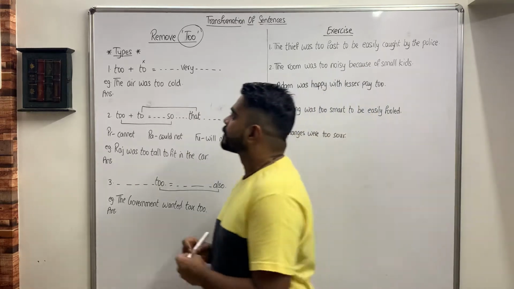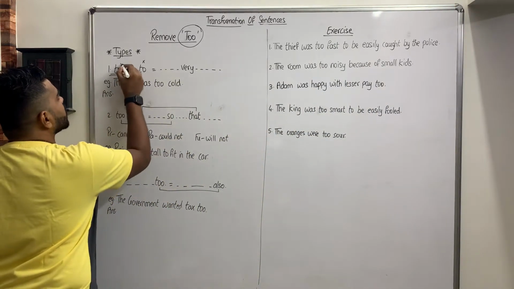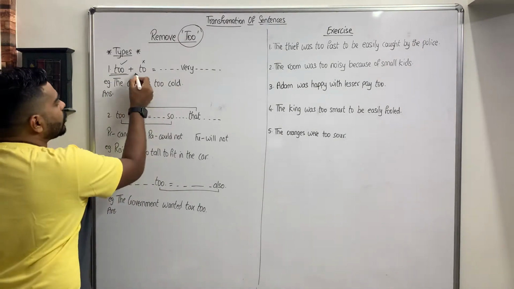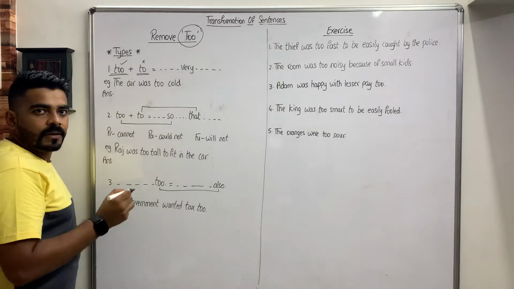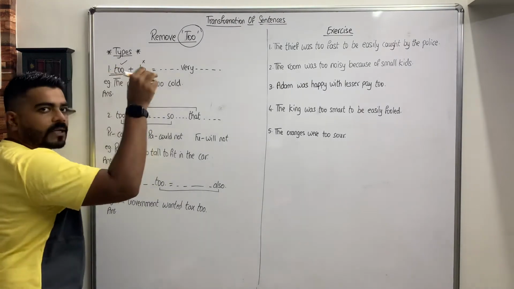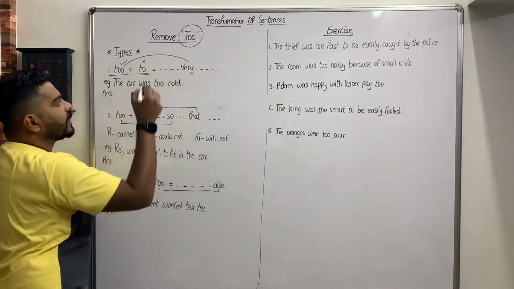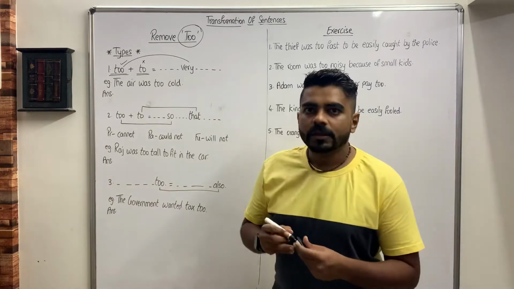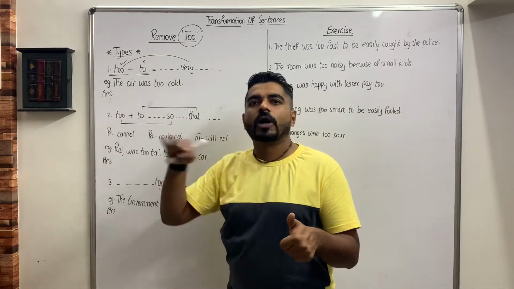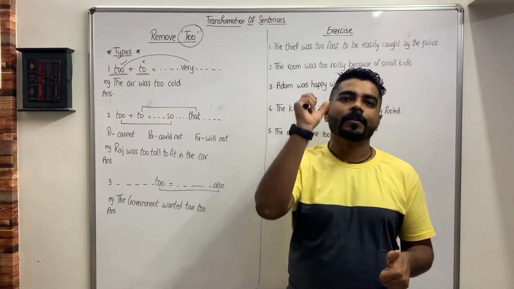The first type is when too is given to you, and is not given to you. So whenever you have too given, and not given to you, what you will do? Remove too and add very in the same place. The first type is when too is given to you, is not given to you. What do you do? Remove too, add very in the same place.